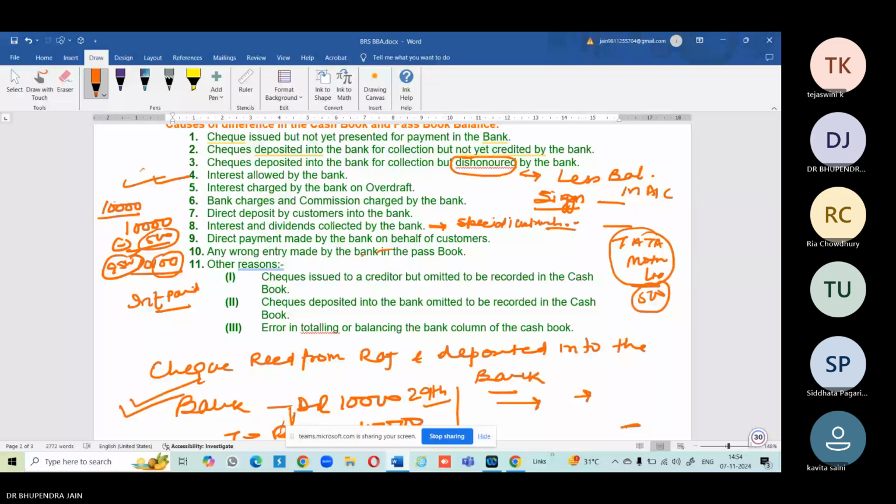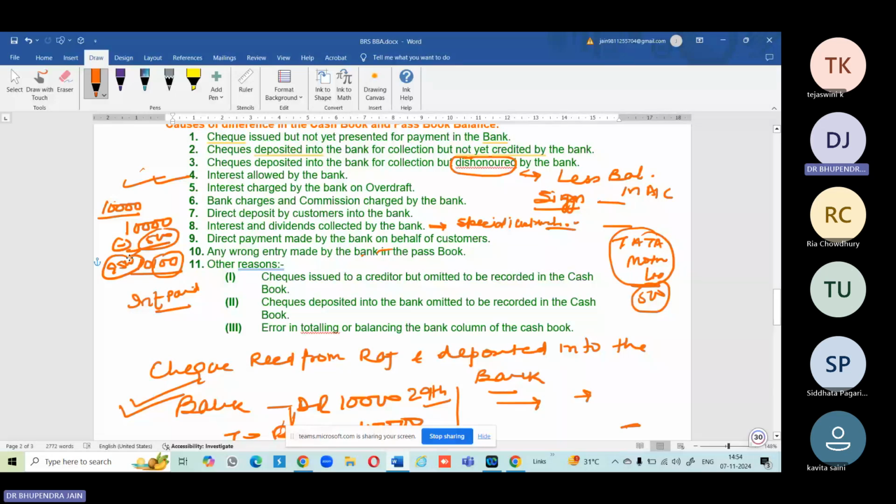So due to the interest collected by the bank on behalf of you, your balance has increased in the bank. But as per the cash book, your bank balance is less in comparison to the bank balance in the bank. So this is the next reason, the next cause, for the mismatch of the data.